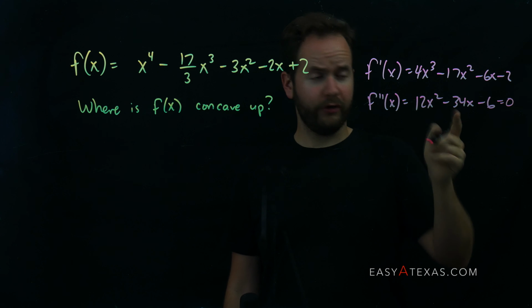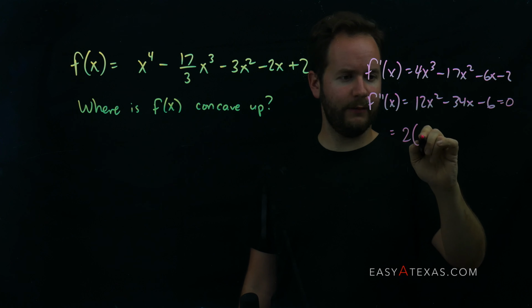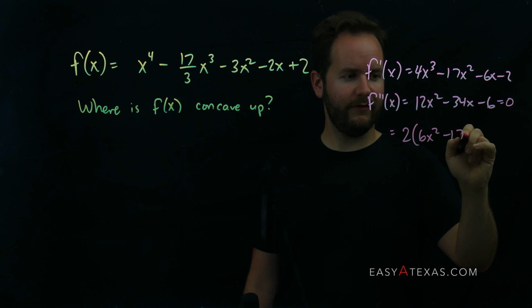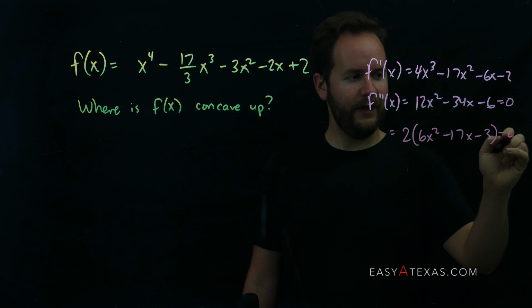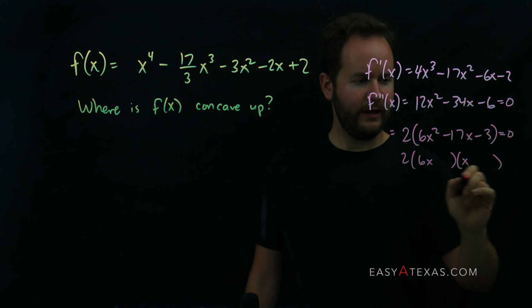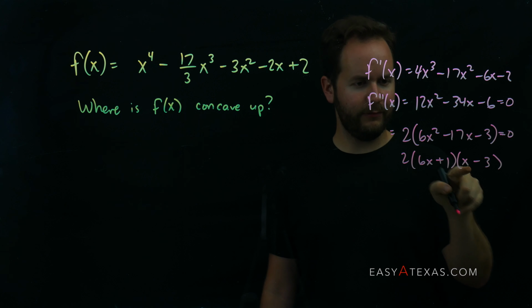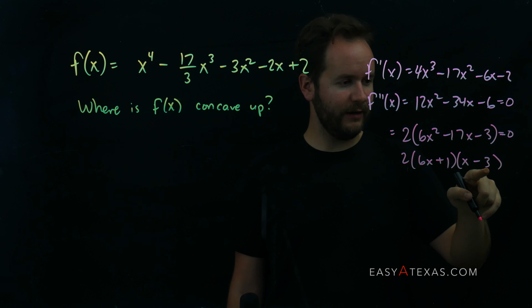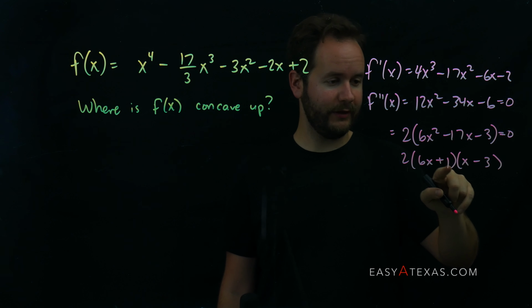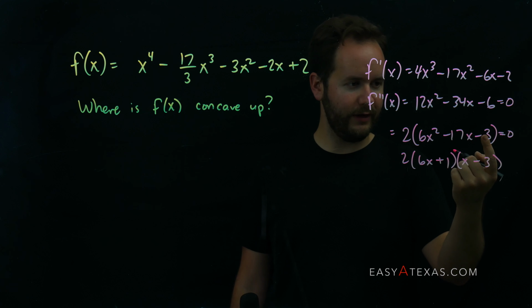What I first want to do before I try and factor this is notice I can pull a 2 out of that. So I'm going to say this equals 2 times 6x squared minus 17x minus 3. And this expression will factor into 6x and x. I can put a minus 3 here and a plus 1 here, and that should check out. 6x times x is 6x squared. 6x times negative 3 is negative 18x, but then we have plus 1x gives me negative 17x. And lastly, 1 times negative 3 is negative 3.